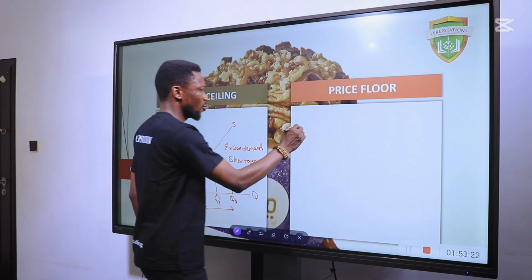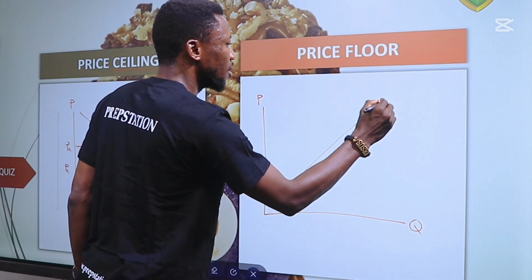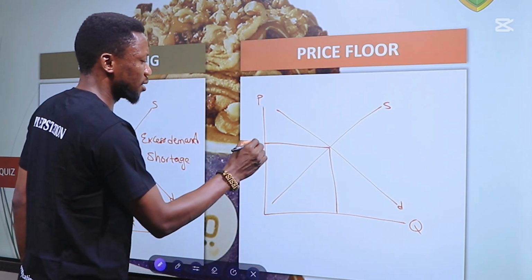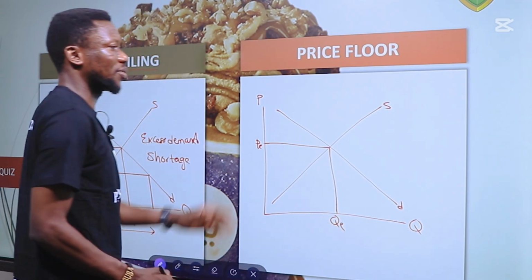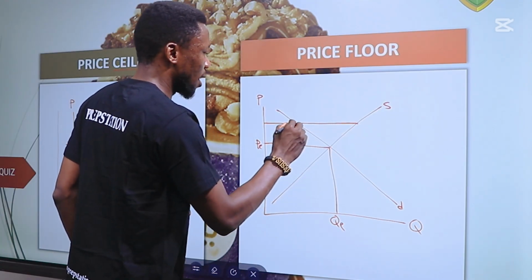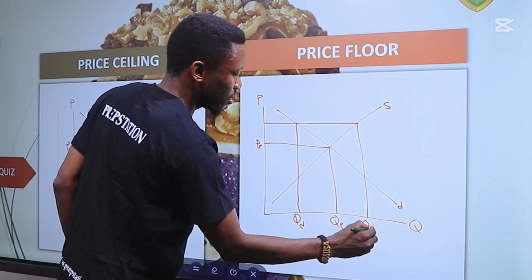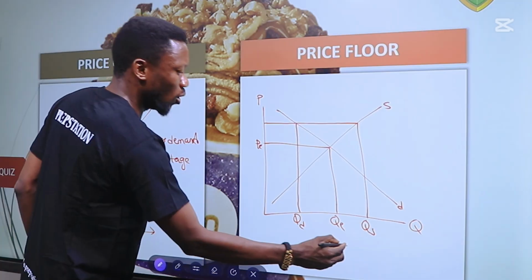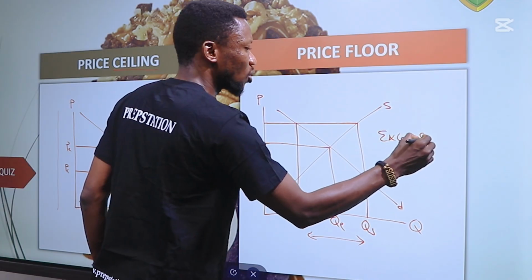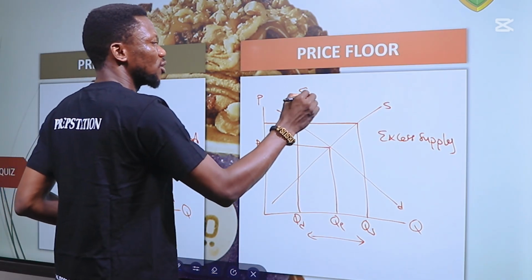Let's do the same thing here, and we'll be much, much faster here, since we already know how it works. So we have S here, we have D here, and we have the equilibrium price here, PE, and we have QE. Now a price floor, which means the lowest it should be, and of course that will be above the equilibrium point, and this is where we have QD, and we have QS here. So what happens here is that we have more supply than demand, and we call this excess supply.